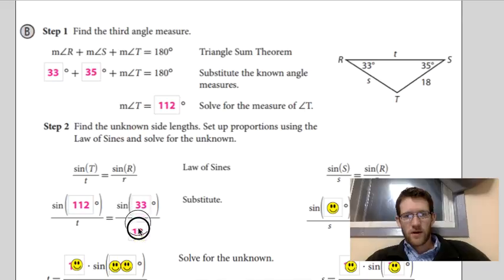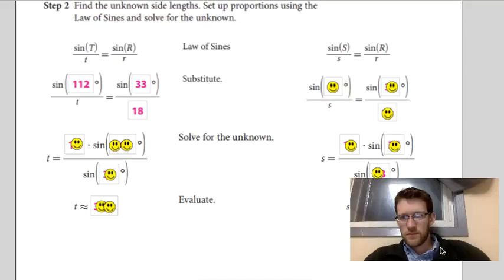So we'll plug in our known values, and then we'll plug and chug, as they say. Similarly, we can set up our other side over here. We have the sine of angle S over S equals this known ratio again, right? So that's why we chose the sine of angle R over R. So we know three of these four values. We can plug in our known three values, right? And then we can solve for the unknown. The unknown is just this value down here.